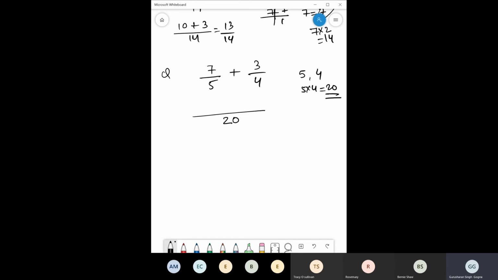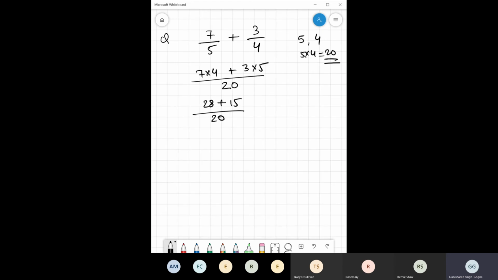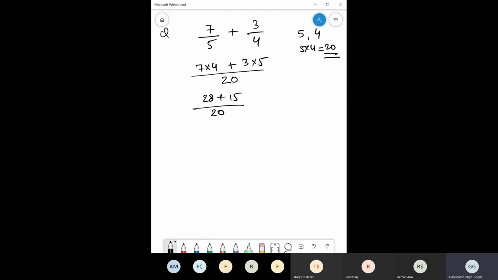20 divided by 5 is 4, so you multiply 4 on the top. 20 divided by 4 is 5, so you multiply 5 on the top like this. Okay, 28 over 20 plus 15 over 20. So what you will get, 28 plus 15 is 43 over 20. Let's take another example.